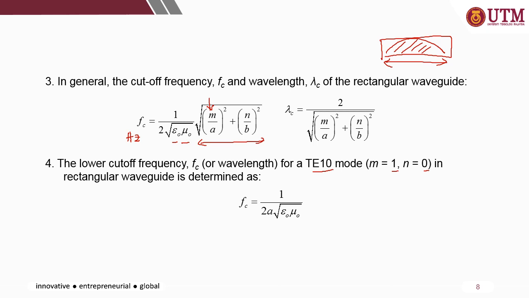So the lambda c, the wavelength of the signal at the cutoff frequency, can be calculated by this equation. Meanwhile, at the lowest cutoff frequency or dominant mode TE10, in which M equals 1 and N equals 0, the cutoff frequency for the waveguide can be calculated by this simplified equation. So a is basically the broadside dimension, or the width, of the rectangular waveguide structure.